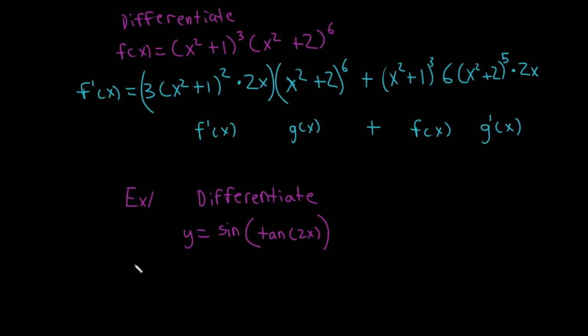So to start, we find the derivative of the outside as always, and the derivative of sine is cosine, and we keep the inside function the same, so tan of 2x remains the same. Okay, now that we've tackled the outside function, we can tackle the inside function. So what is the derivative of tan of 2x? Or just tan, I should say. The derivative of tan is secant squared. And we have to keep the inside function here, the 2x, the same.